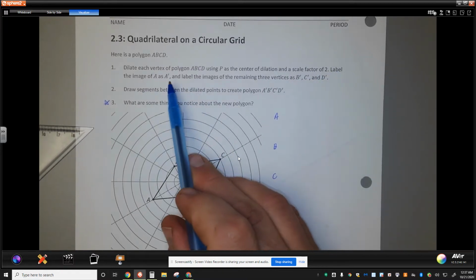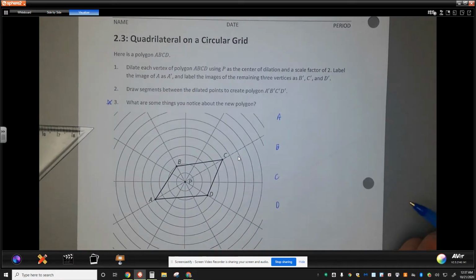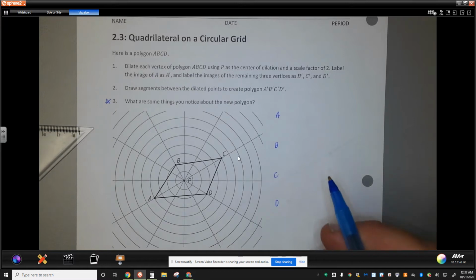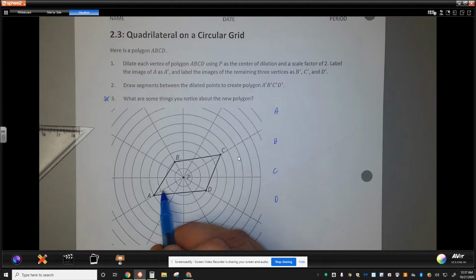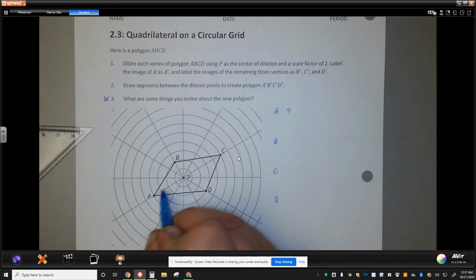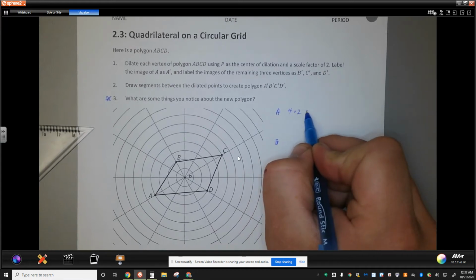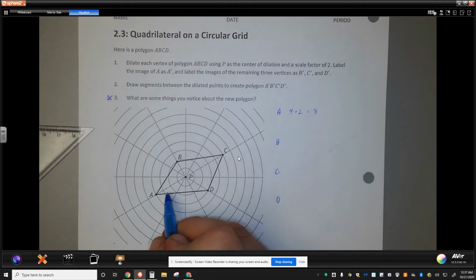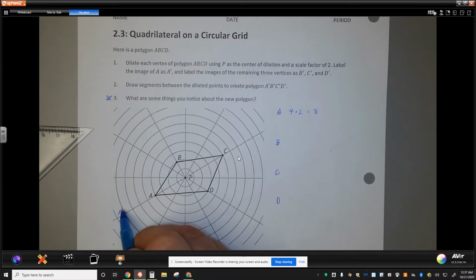We're going to label the image of A as A prime, and then we're going to continue with the other vertices as B, B prime, and C. What I want to look at here is the distance for A from P to A is 1, 2, 3, 4 units. So there's 4 units, and we want to dilate that by a scale factor of 2. So we'll multiply by 2, making that a unit of 8. So we're going 4. We're just going to double that distance, 5, 6, 7, 8, and make this A prime.